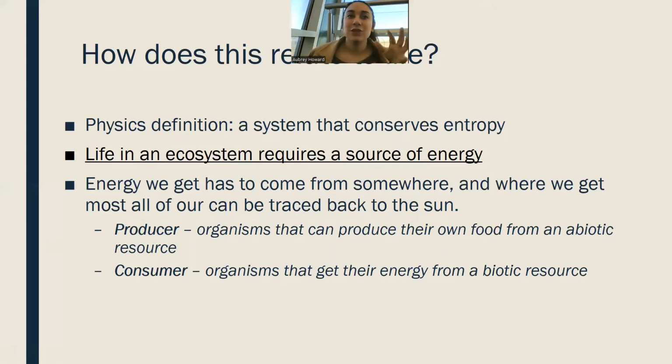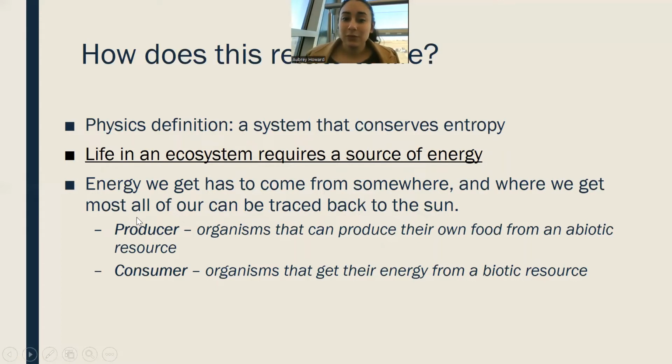Well, when you have life in an ecosystem, when you have this energy that's being transformed from one form to another, it can help start this chain reaction where you can have this interaction between one organism and another, where you have producers and consumers, and that's really what we're leading into here.